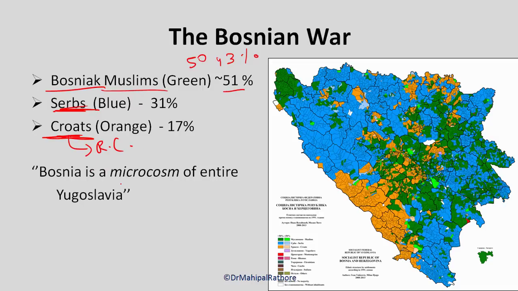So Bosnia can be called a microcosm of the entire Yugoslavia. Microcosm means it gives you the picture of the entire country in one republic. And this is the reason that this war was brutal in Bosnia, because there are three different groups, and they all have a sizable population.